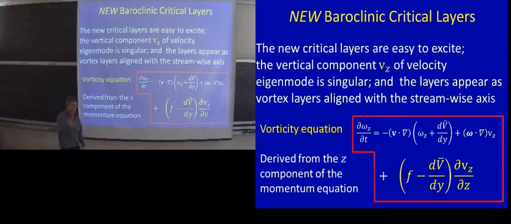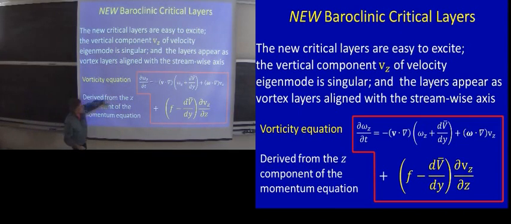In the old barotropic case, there is a logarithmic singularity, and you can calculate the eigenmodes. The singularity is always in the streamwise direction. For these critical layers, the velocity eigenmode where things become singular is the velocity in the vertical direction, parallel to the axis of rotation.